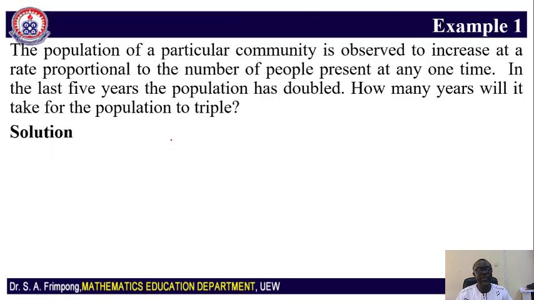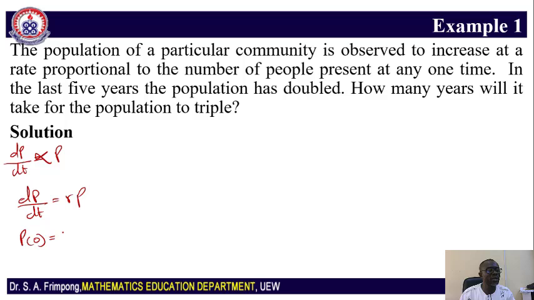So let's begin with an example here. The population of a particular community is observed to increase at a rate proportional to the number of people present at any one time. In the last 5 years, the population has doubled. How many years will it take for the population to triple? So here we are saying that dP/dt is proportional to P, and therefore we are going to have dP/dt equal to RP, and we were not given the initial population. We are going to say P(0) equals P naught. This becomes our IVP.